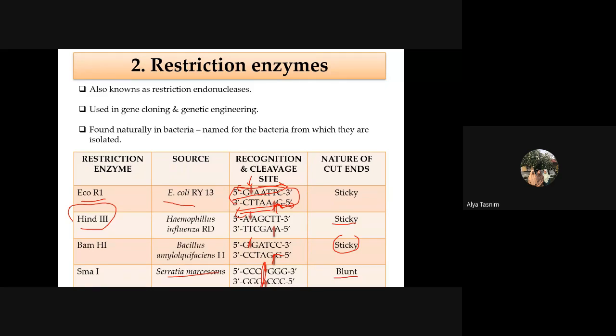So yang tu kena tahulah kan. So bila dia cut straight, it produces blunt end. So ada dua jenis cut, dua jenis end yang akan dihasilkan. Either it cuts in a staggered manner, produces sticky end, or cuts straight, produces blunt end.